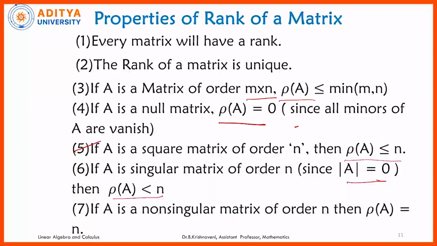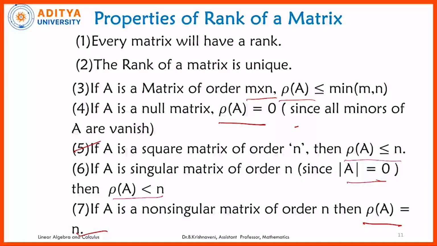Now, if it is a non-singular matrix, what is meant by a non-singular matrix? It is just the opposite of a singular matrix. We call it non-singular whenever the determinant of the matrix is not equal to 0. Hence we get a minor, of order n, which is not equal to 0. So we can say that the rank of that matrix must be equal to n.